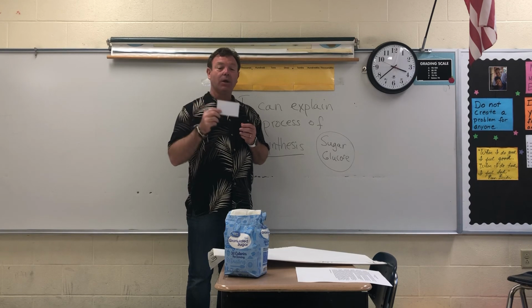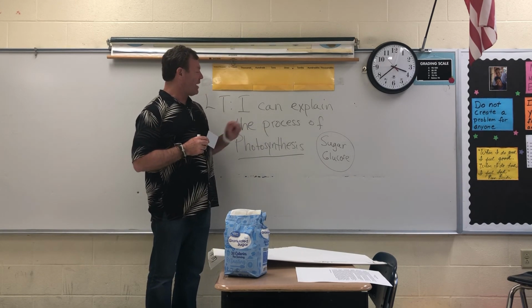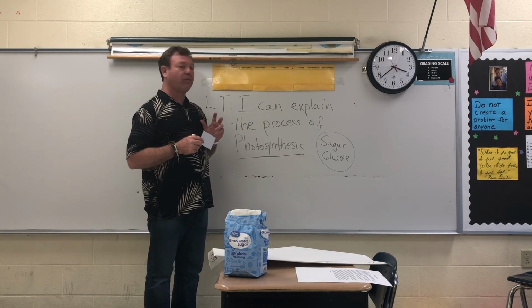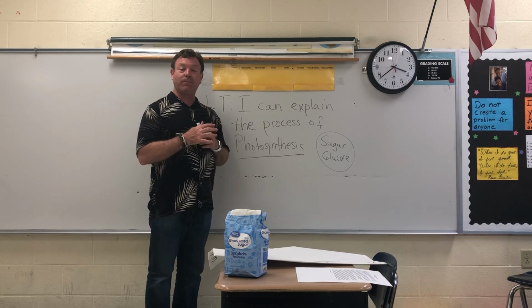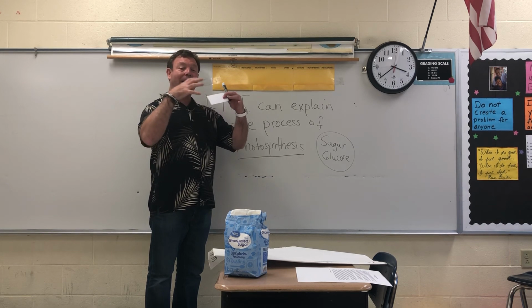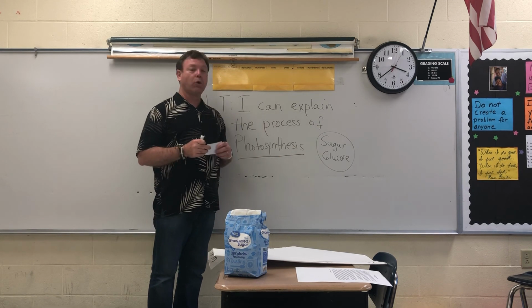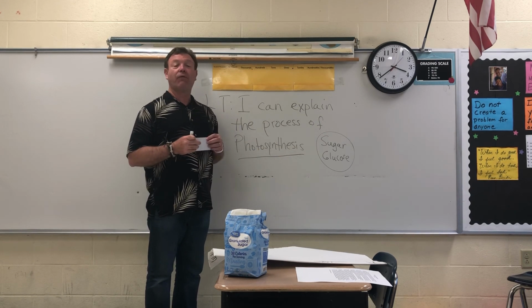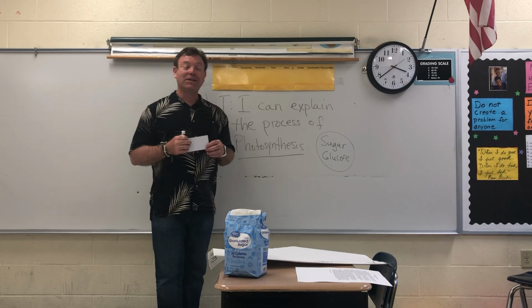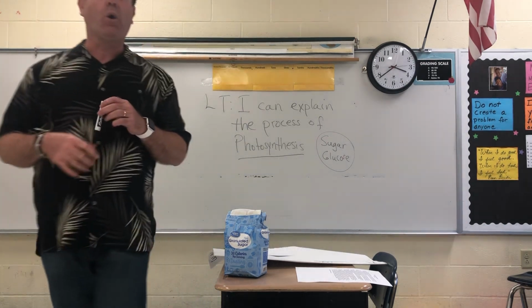And at the end, we are going to check to see if we have reached that target that you can explain the process of photosynthesis. So we should be able to explain what the ingredients are and where they come from and how they blend together to make sugar or glucose through the process of photosynthesis. Okay? So I'm going to be walking around and you are going to be working. Thank you.